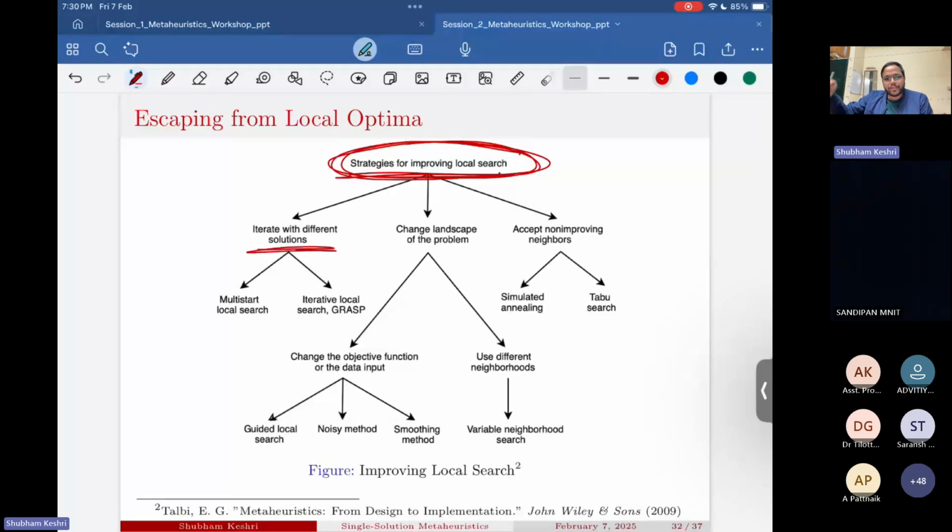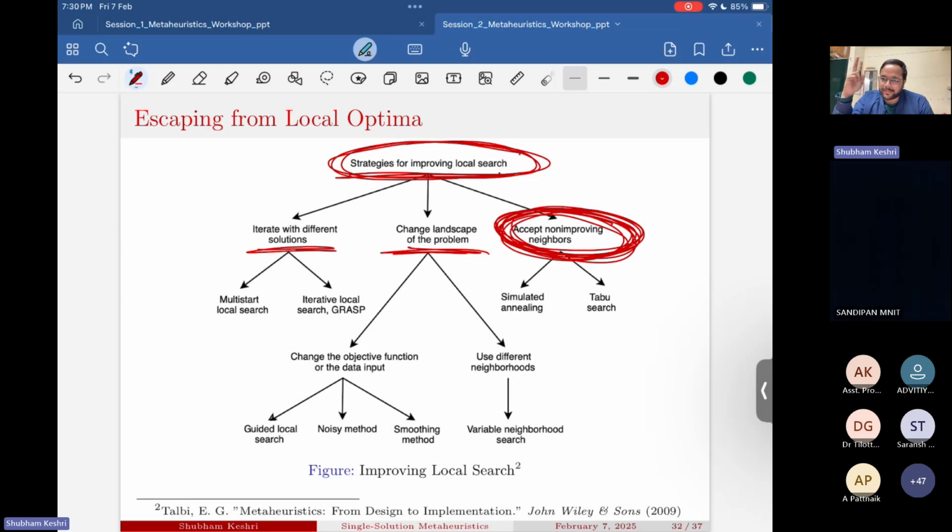Start at different solutions at a time. This is one method to improve local search. Another method is change the landscape altogether, right? One more strategy is to select non-improving solutions. In local search, we are always selecting a better solution. What if we select a non-improving solution, move to that, and maybe we will move to a better local optima?